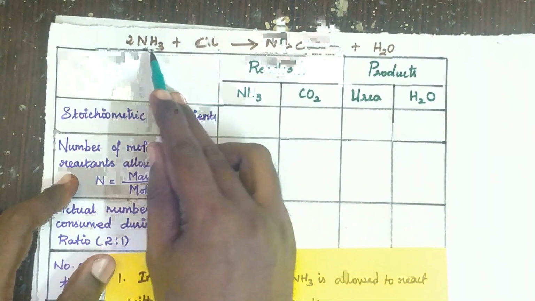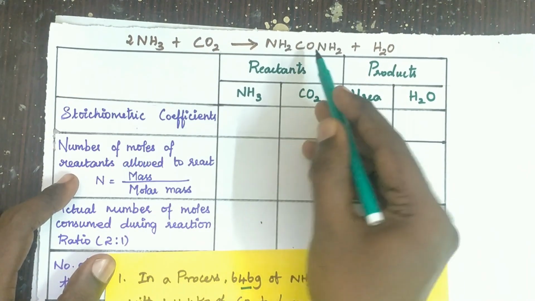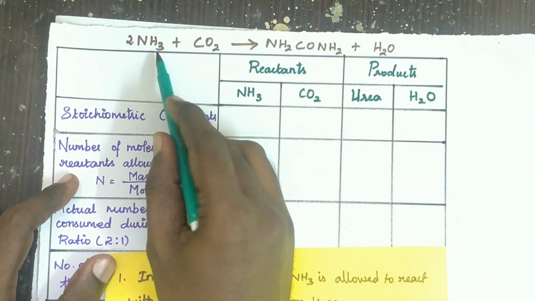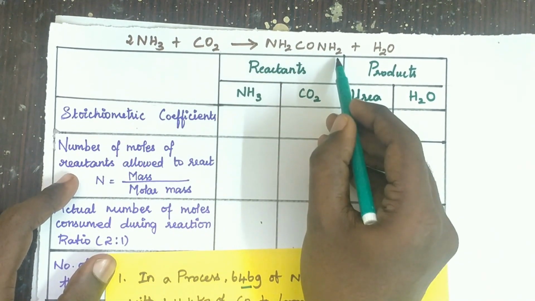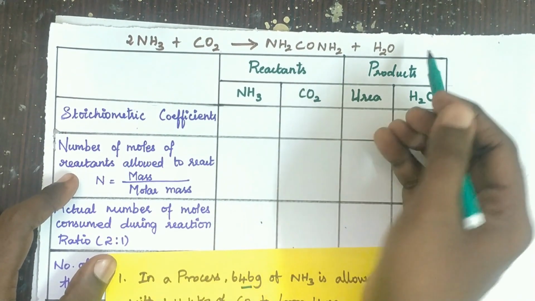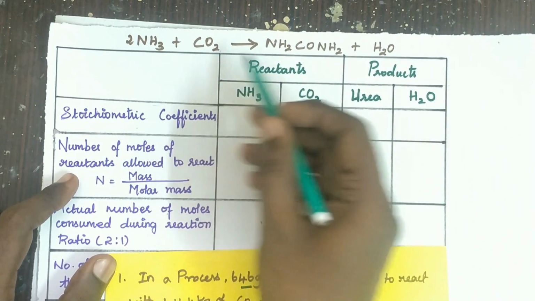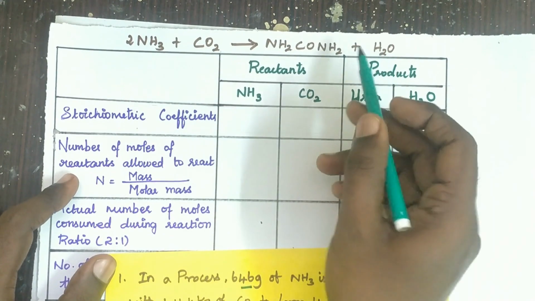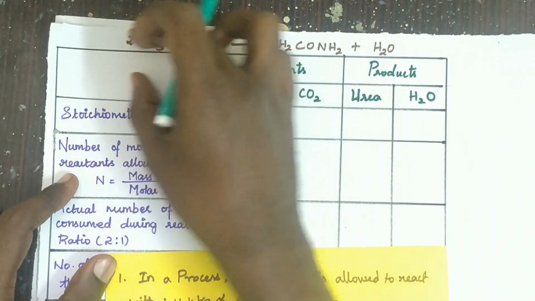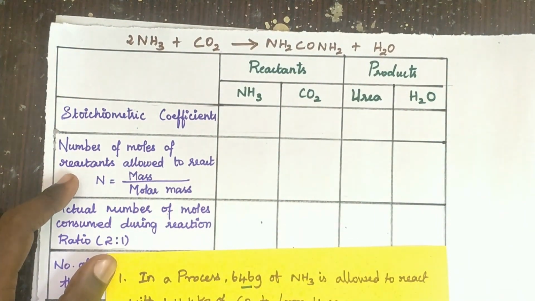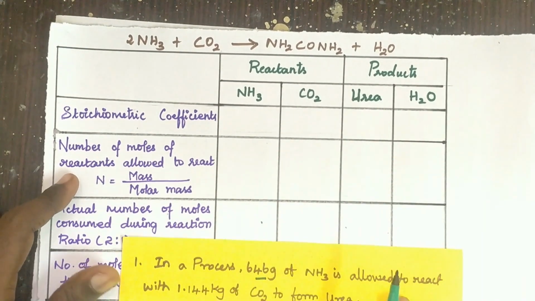You see 2 nitrogen. Hydrogen is 6, since 2 NH3 gives 6, so 2 plus 4 plus 6, so hydrogen is also balanced. Oxygen is 2, so 1 plus 1 is 2, and carbon is 1 and 1. So this equation is the stoichiometric equation. Stoichiometric equation means balanced equation.